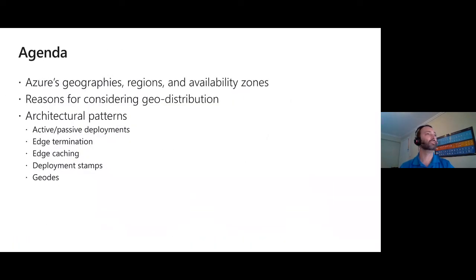My slide progress is now working. So today we're going to run the session in two parts. The first half, I will cover the Azure geographies, regions, availability zones, and reasons for why you may consider a geo-distributed architecture. And then John's going to get into more of the detail around the actual architectural patterns and practices.